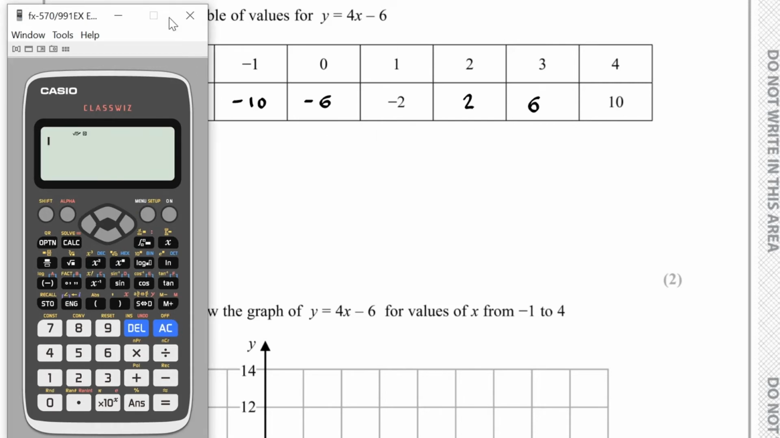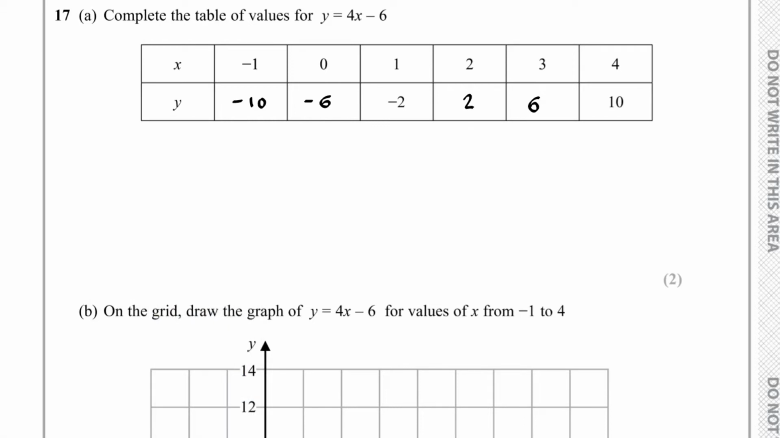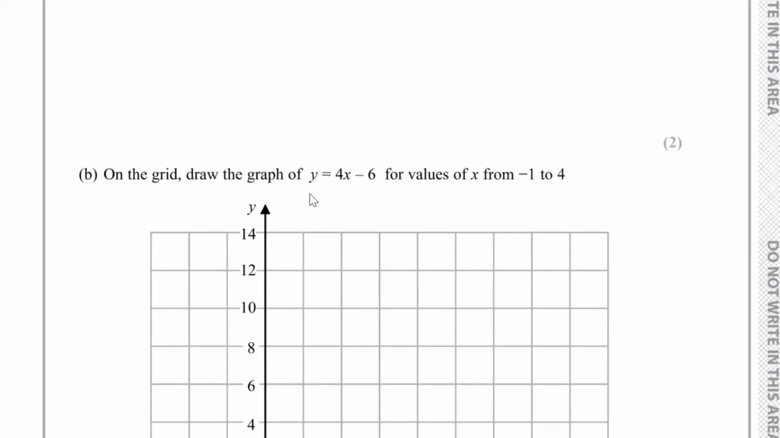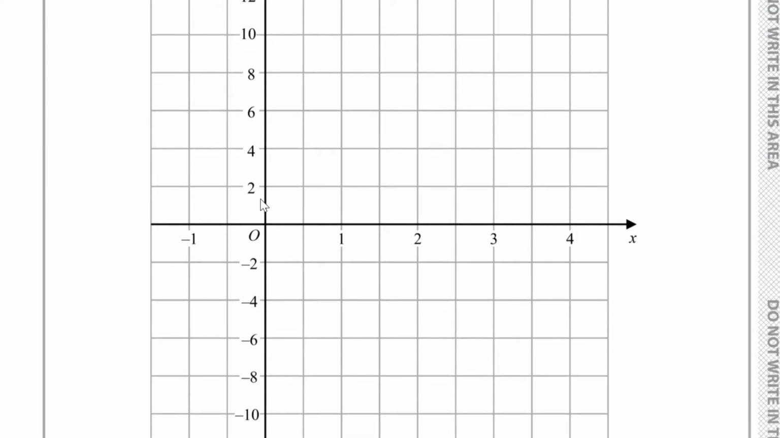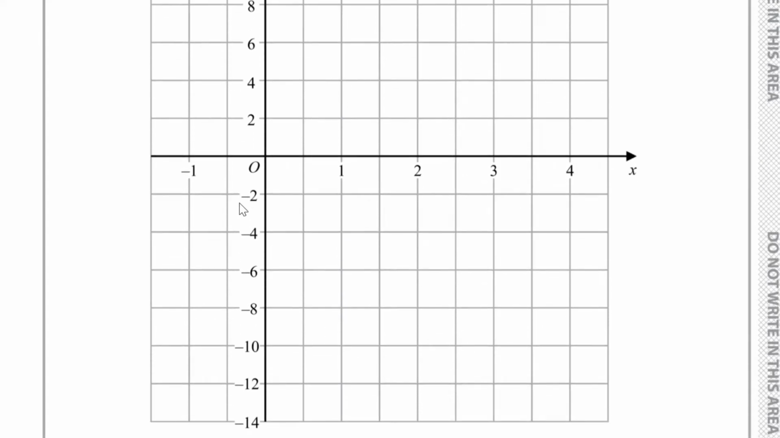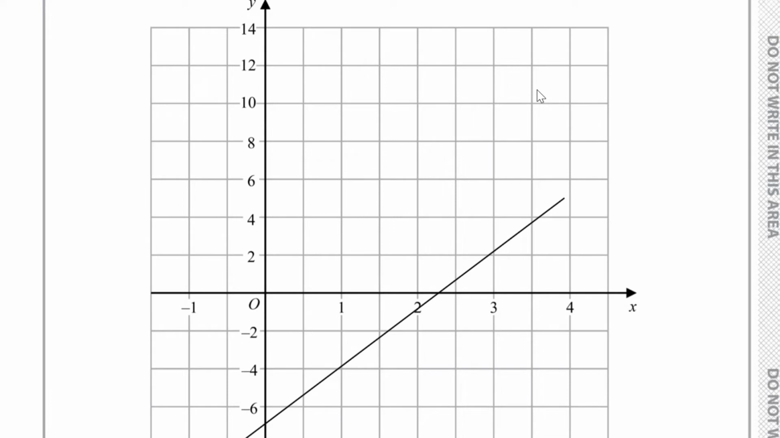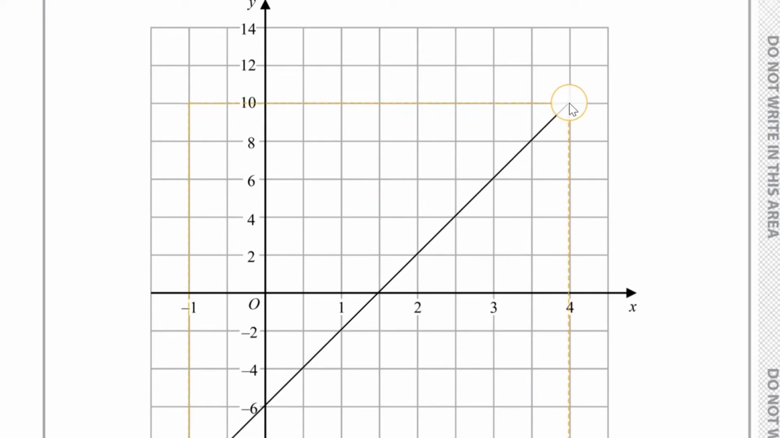And now for part B of the question, on the grid we have to draw the graph of y equals 4x minus 6 between minus 1 and 4. Well, when x is equal to minus 1, y is equal to minus 10. And then when x is equal to 4, y is equal to 10. So if I draw this graph over here, we have something looking like this.